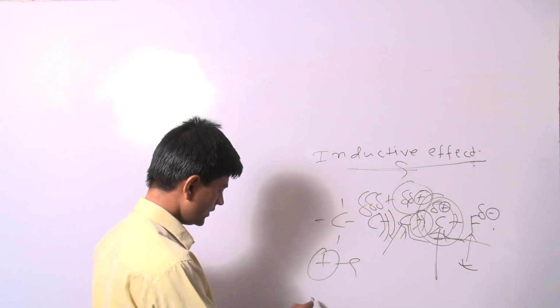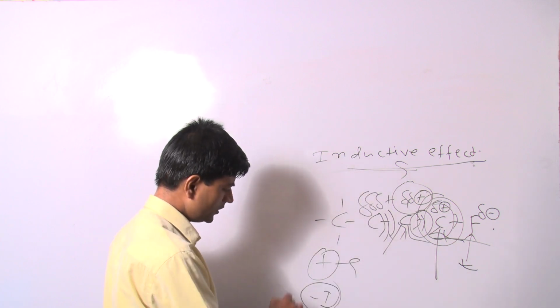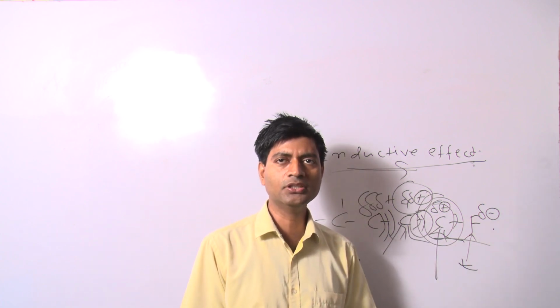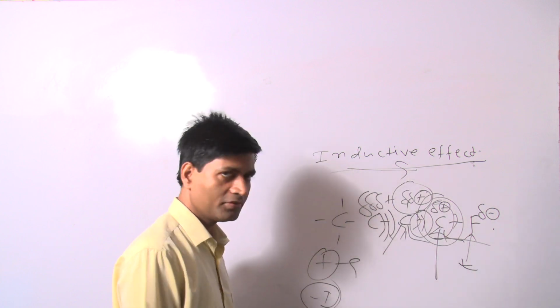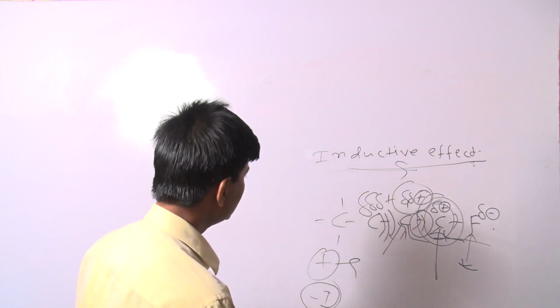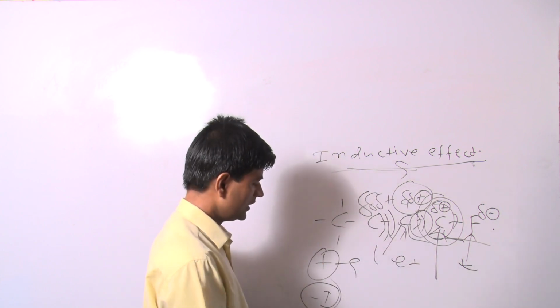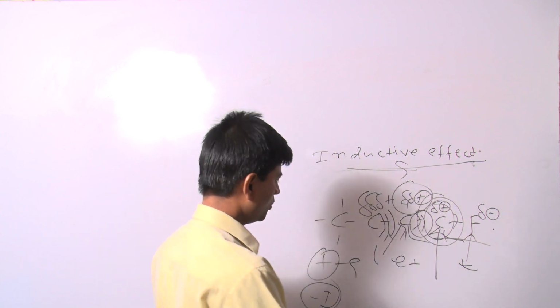And second one is negative inductive effect. Negative means it can withdraw electrons with respect to hydrogen. That's why called as negative inductive effect, right? Actually, let us consider some examples for positive and negative inductive effect, right?